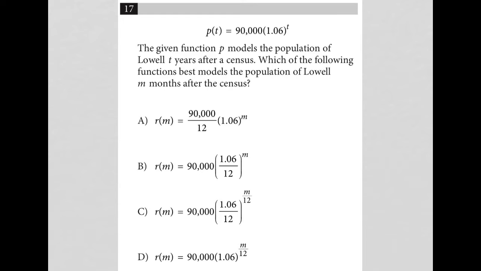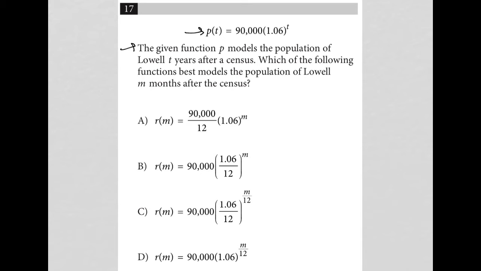So this question starts off by providing this function here. It says P of t is equal to 90,000 times 1.06 to the t power. The question goes on to say the given function P models the population of Lowell t years after a census. Which of the following functions best models the population of Lowell m months after the census?